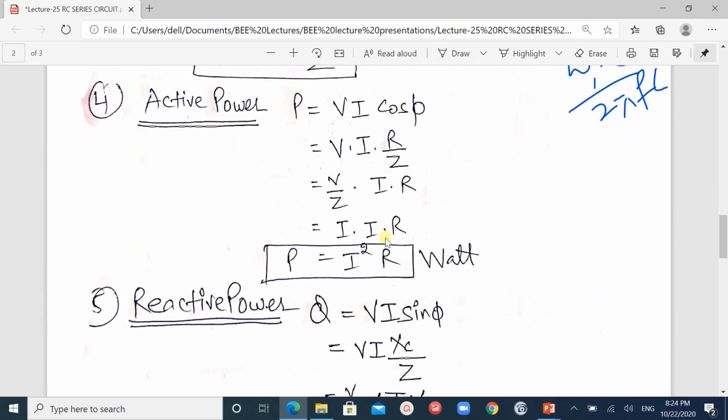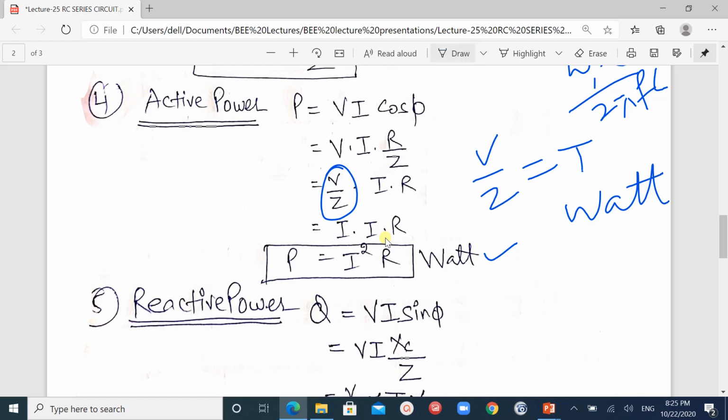Then we find the different powers as we did in the case of the RC series circuit. Similarly, we find the three powers in the same way. The first one is active power. P is equal to VI cos phi, and we put the value of cos phi, which is R upon Z. So V upon Z into I into R. We know that V upon Z is equal to I, so we put it here, I into R. So active power is P is equal to I square R, and the unit is watts.